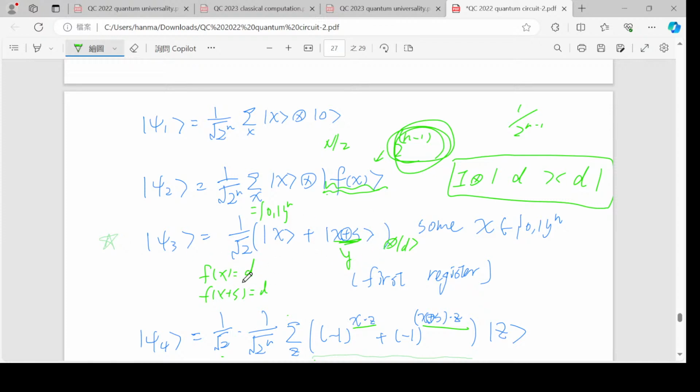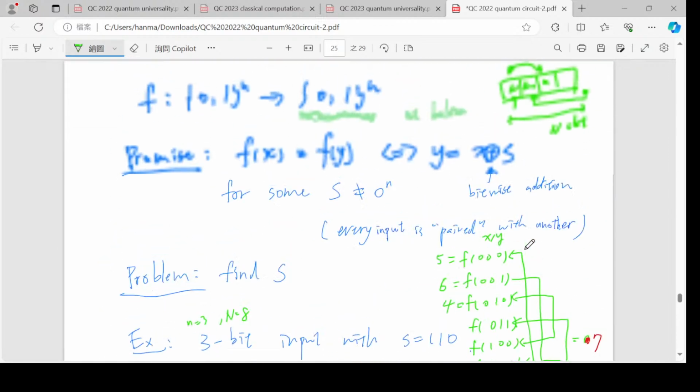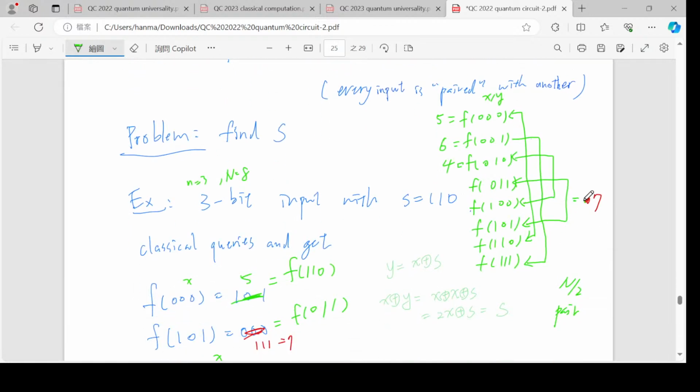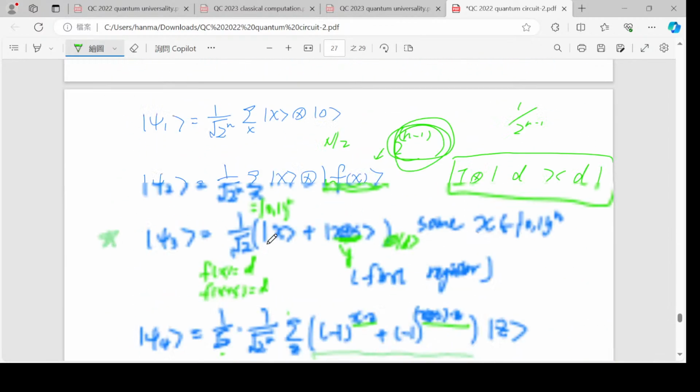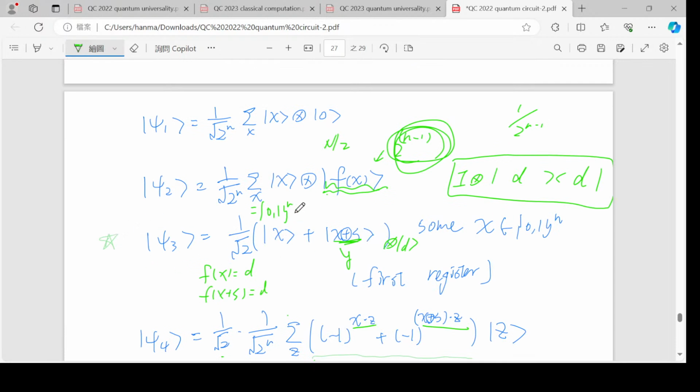When that happens, let's say we measure f of x to some number d, and then there are 2 corresponding x here that will give you the outcome d, right? Say we measure d equal to 7, then the corresponding x is 0, 1, 1 and 1, 0, 1. When you do this projection carefully, then you will see that when you select this f of x into a measure outcome d, your first register is going to be projected back into an equal superposition of the 2-element preimage of d. So you have some x and x plus s, where f of x equals d.